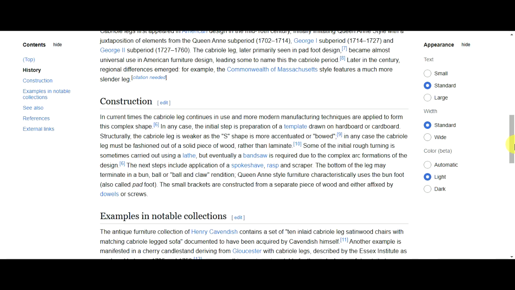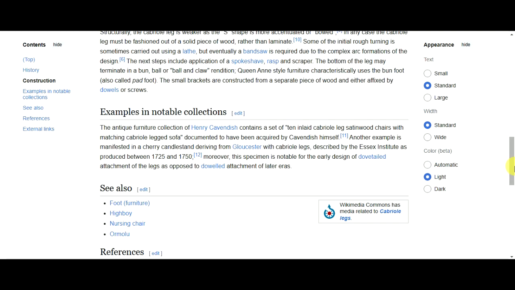Examples in notable collections. The Antique Furniture Collection of Henry Cavendish contains a set of 10 inlaid cabriole leg satinwood chairs with matching cabriole leg sofa, documented to have been acquired by Cavendish himself. Another example is manifested in a cherry candle stand, deriving from Gloucester with cabriole legs, described by the Essex Institute as produced between 1725 and 1750. Moreover, this specimen is notable for the early design of dovetailed attachment of the legs as opposed to doweled attachment of later eras.